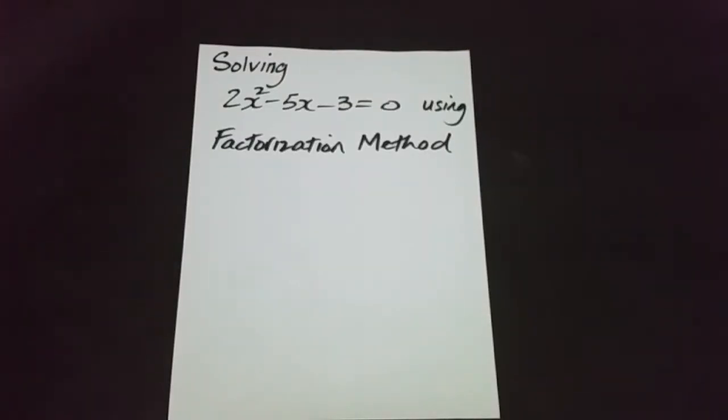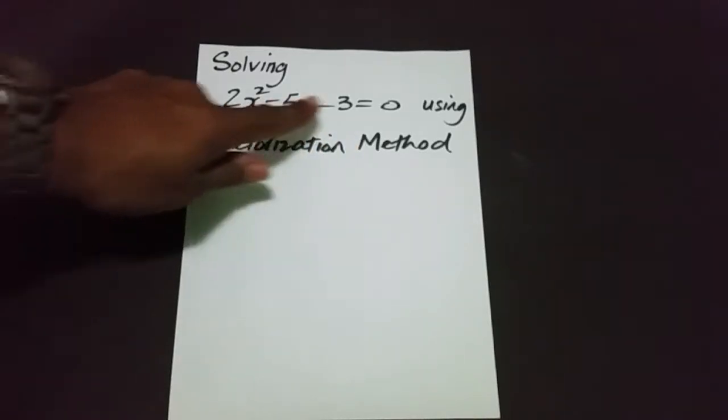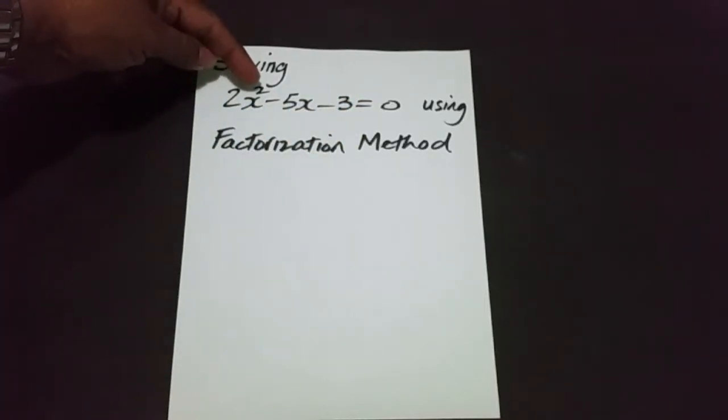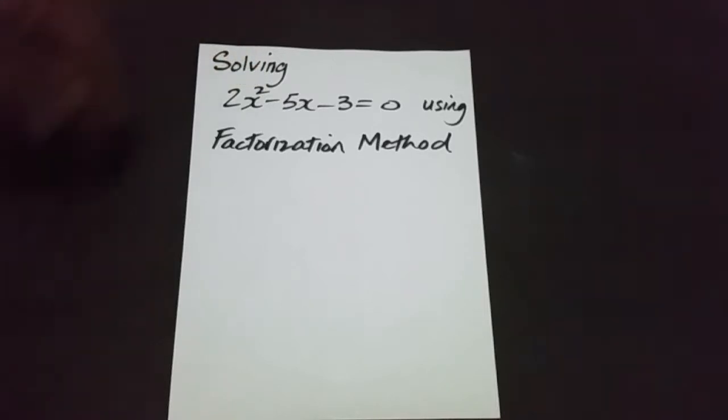Alright guys, we're now going to look at the problem that was given yesterday, and we're asked to solve 2x squared minus 5x minus 3 equals 0 using the factorization method. Now again, we know it's a quadratic equation because the highest index of the unknown, in this case x, is 2. There is no index higher than 2, and there is no negative index. So we know it's a quadratic equation.